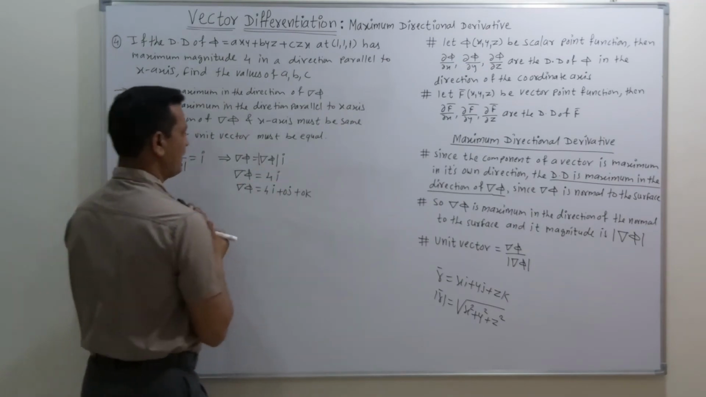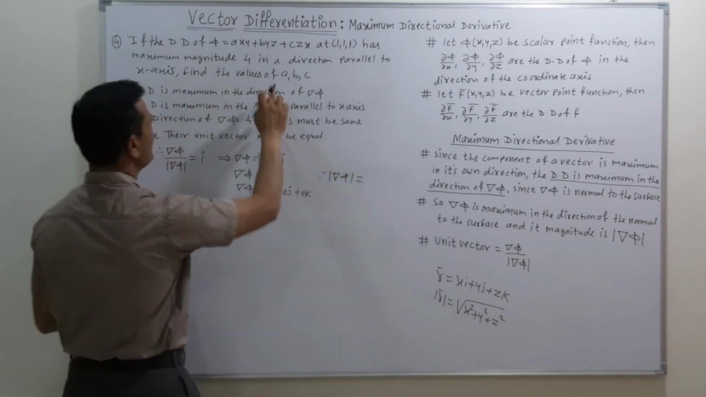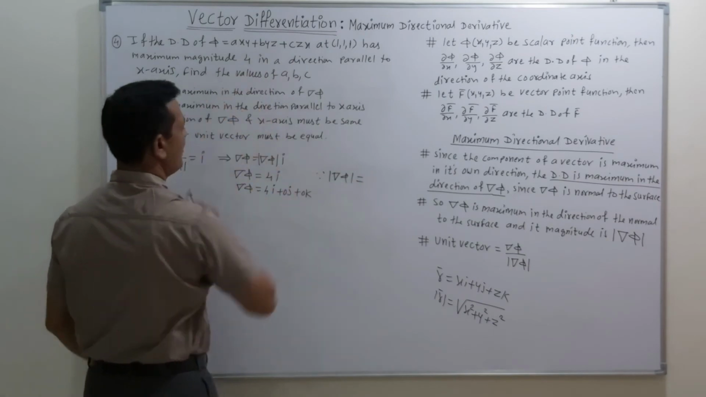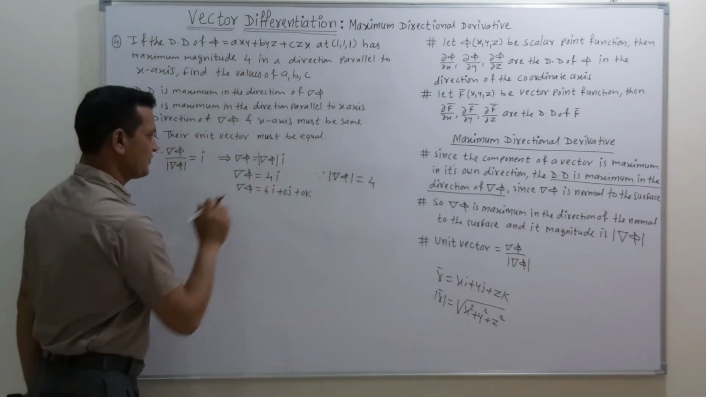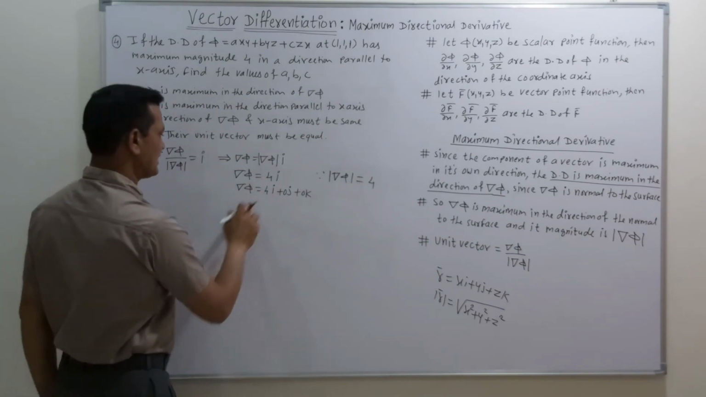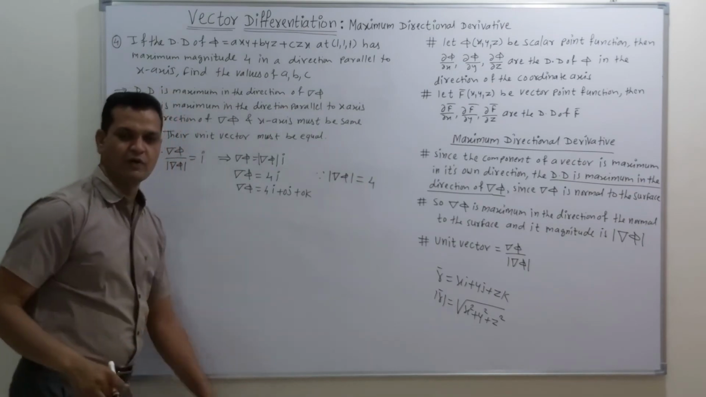Now we know the value of the maximum magnitude, which is 4. That means the magnitude of del phi is 4. So we put this value as 4, and we get 4i, which is the same as 4i plus 0j plus 0k.